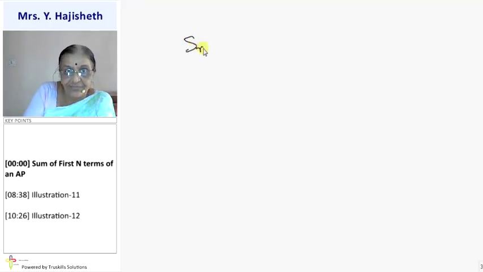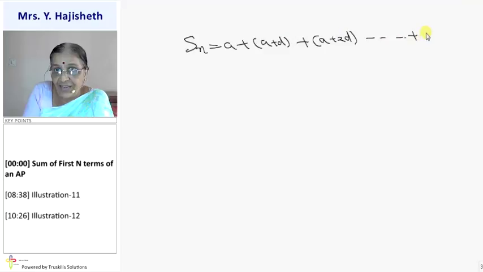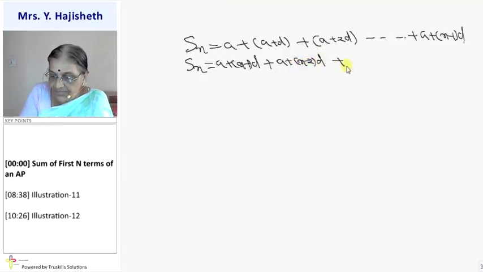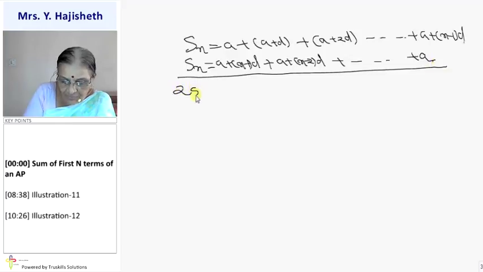First I write Sn and I write the first term as A, second term as A plus D, third term as A plus 2D, right? And last term as A plus n minus 1 D, okay? Then again I will write Sn, I reverse the order of the terms. So the last term A plus n minus 1 D, I just write below A. Then below A plus D I write A plus n minus 2 D. And dash dash dash, below A plus n minus 1 D I write the first term A. So if I add them, I will get 2 times the sum of n terms.